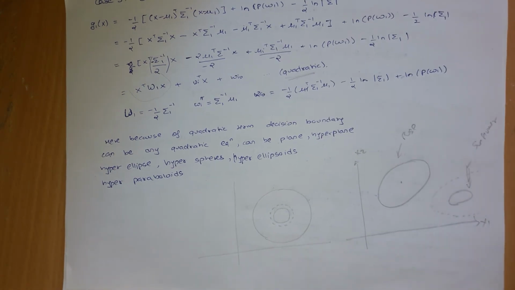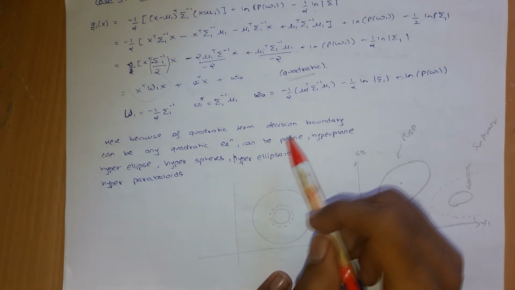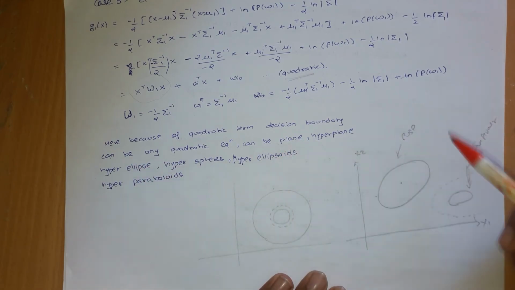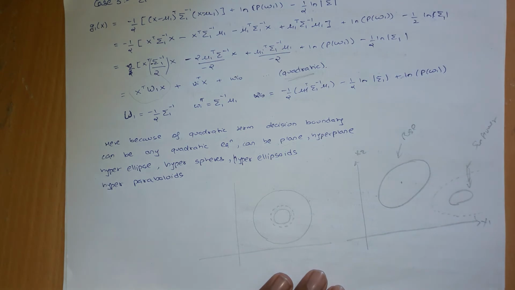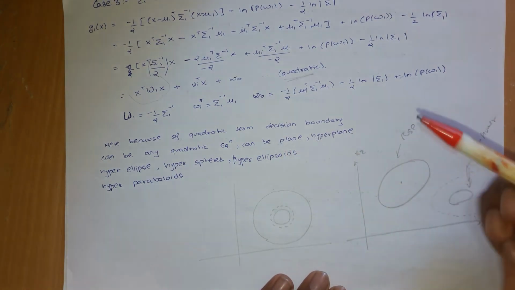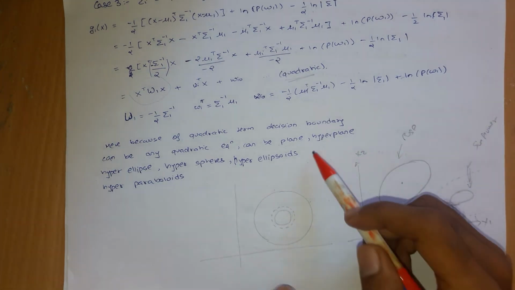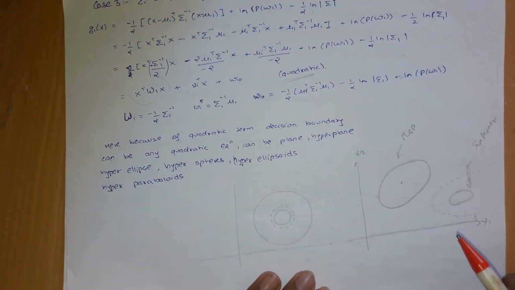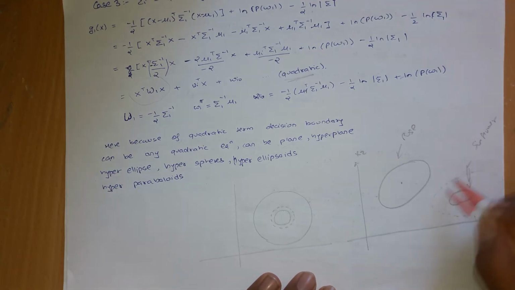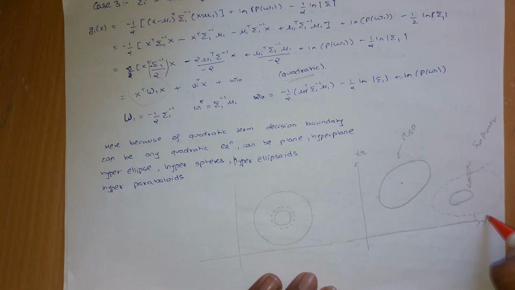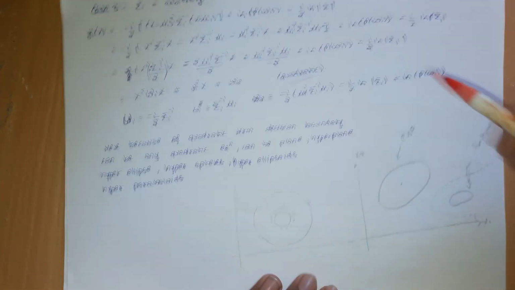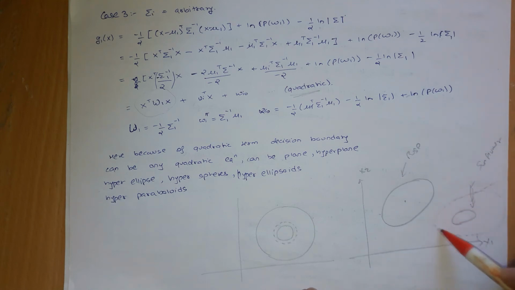This can be any quadratic or hyperquadratic curve, and the decision boundary can also be a plane if this term becomes 0 in some case. So it can be a plane, it can be a hyperplane. If you are talking about multiple dimensions, the word hyper comes in. So it can be a hyperplane, it can be a hyper ellipse. If this is quite small, you can get a decision boundary like this, something like an ellipse. Or if this is big, you can also get a parabola. This will depend on how your covariance matrix is, and that will define what your decision boundary will be.